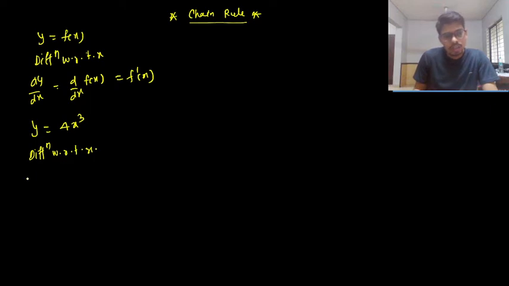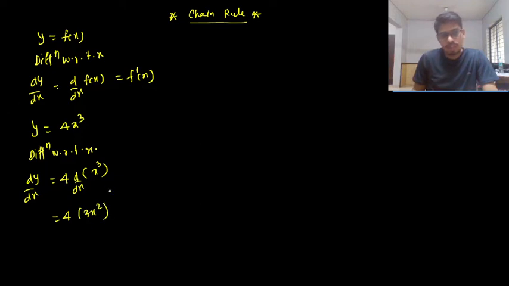Then dy by dx will be basically, here 4 is a coefficient, so derivative doesn't apply on coefficients. It will be written this way: 4 times 3x square, because we know by using this formula that the derivative of x raised to n is n x raised to n minus 1. So till now we have done this kind of problem.